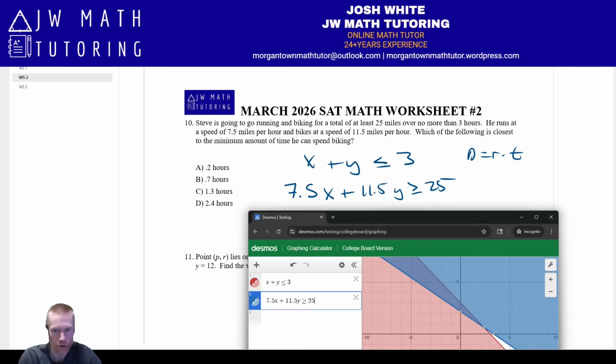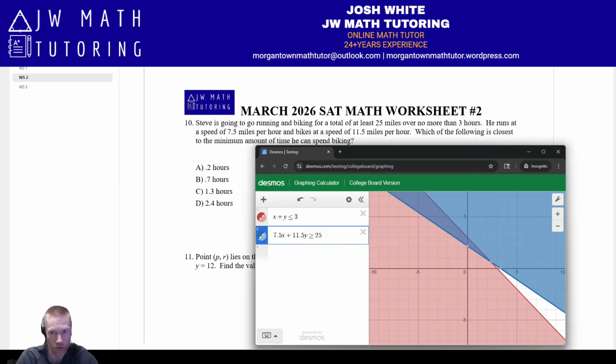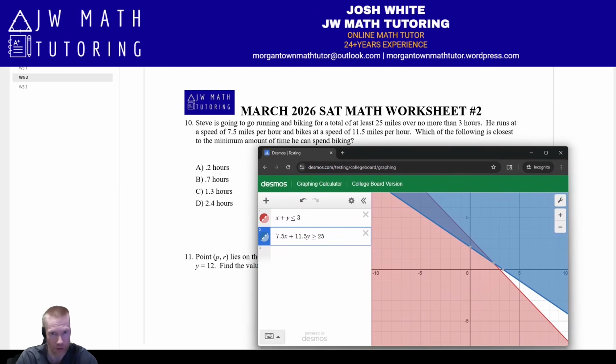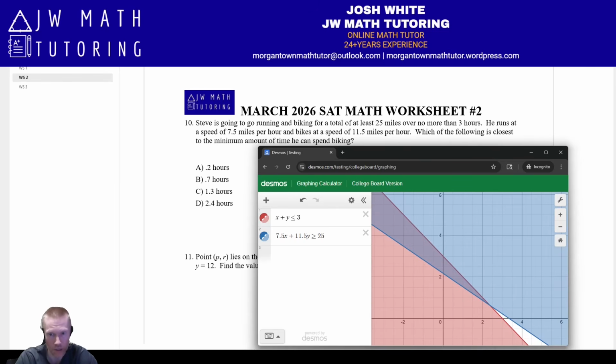Okay, and so first of all, any solutions to these are anything where it's shaded. You know what I mean? Meaning the overlapping region, this small triangular sliver in the upper left part up here. But we want to know what is the minimum amount of time he can spend biking. Okay, so biking is y. Biking's multiplied by 11.5, so the amount of biking time is y. So what's the point with the smallest y coordinate that falls in the solution set?